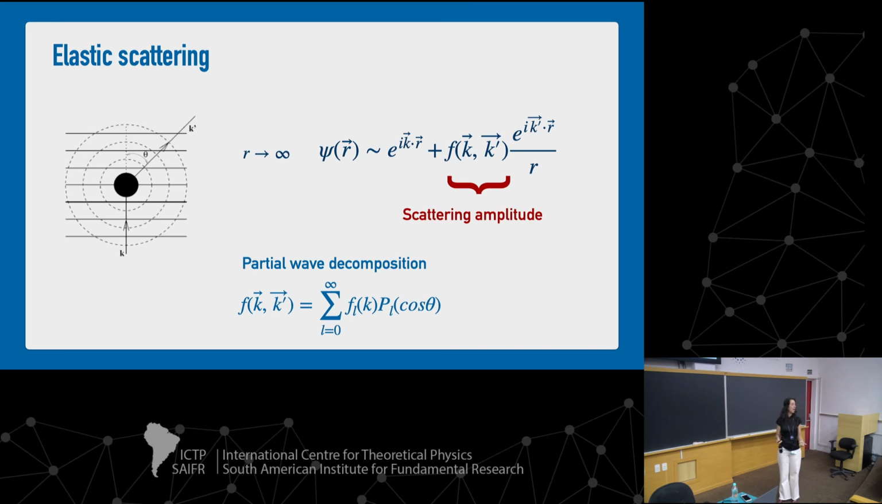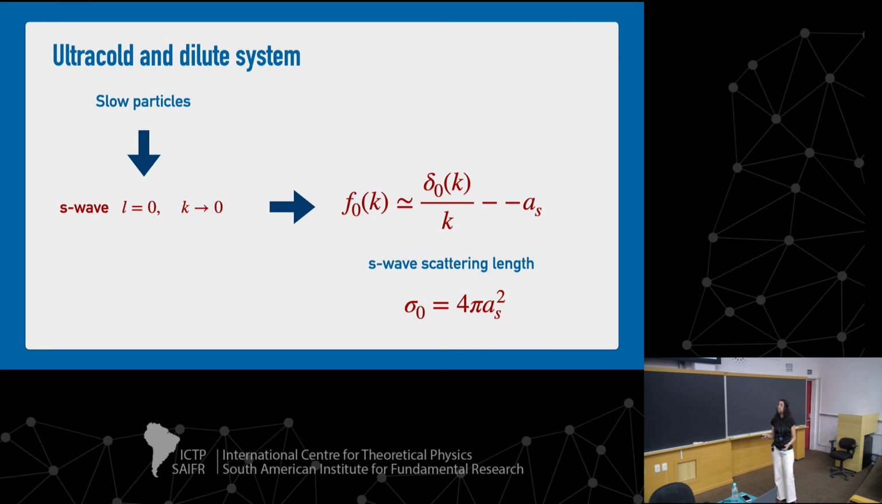And as you probably have seen in a quantum mechanics course, you do some partial wave decomposition, and you have many, many terms. But as this is all very dilute and very cold, what we are going to do is keep only the first term, only the S wave term, L equals 0, and consider that k is going to 0. So all that sum ends up being just the S wave scattering length a_s. So this simplifies a lot the calculations, and this is something we know.